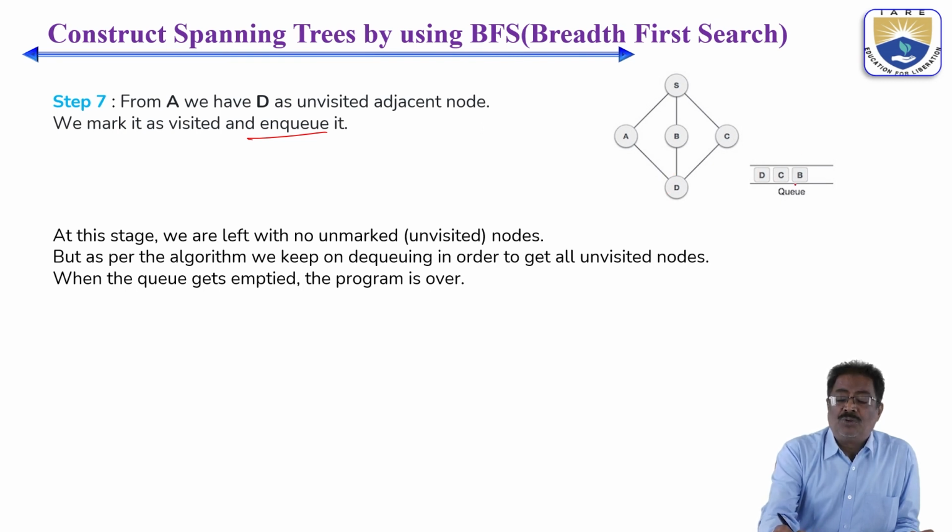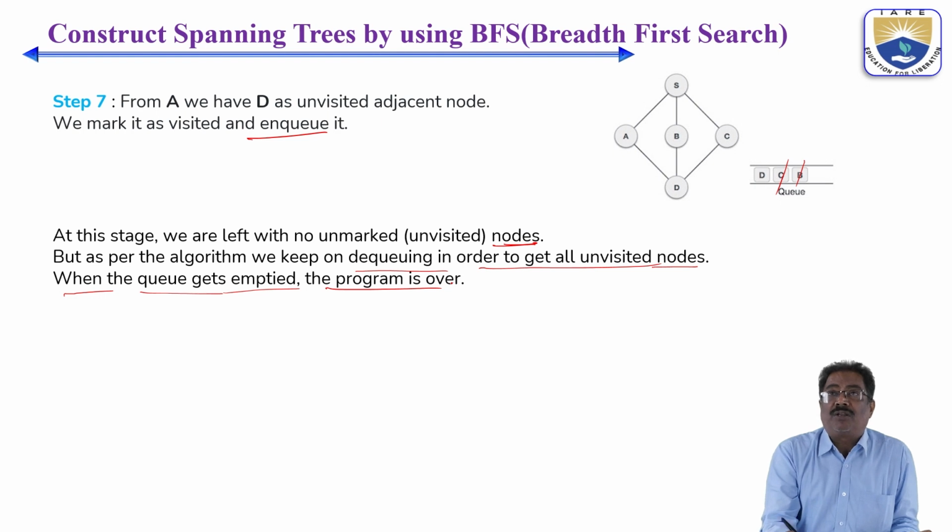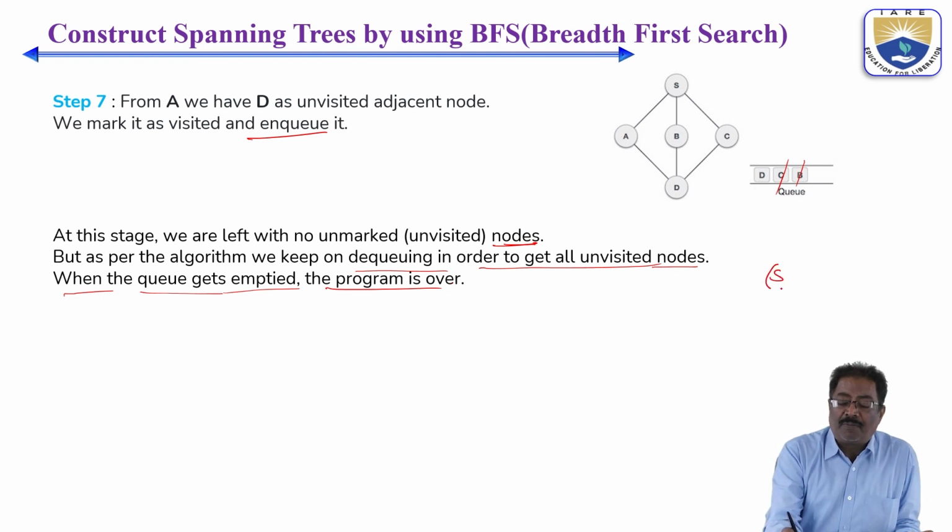So we have to remove these from the queue: first B, next C, and next D. At this stage we are left with no unvisited nodes, but as per the algorithm, we keep on dequeuing. We get all the nodes. When the queue gets empty, the program is over. That means we started from S, and S to A, A to B, and B to C.